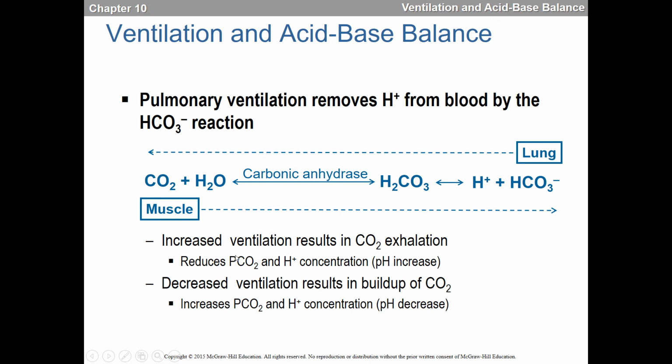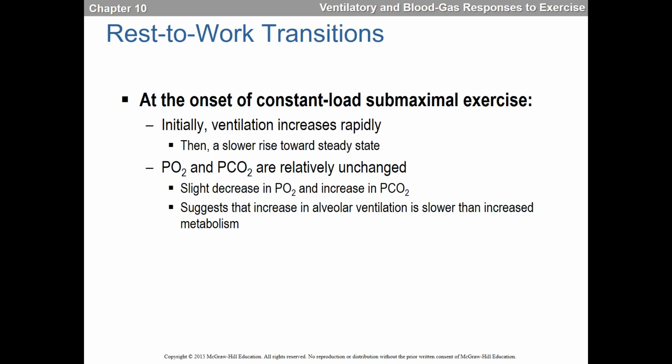So increased ventilation results in CO2 exhalation, so that actually reduces the carbon dioxide partial pressure and the hydrogen ion concentration. Decreased ventilation results in a buildup of it. So whenever we're huffing and puffing really hard, that more or less is trying to drive up our pH to lower the acidity so that we can continue with normal metabolic functions.